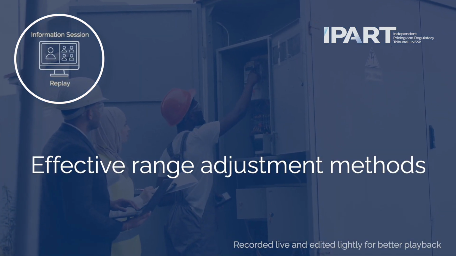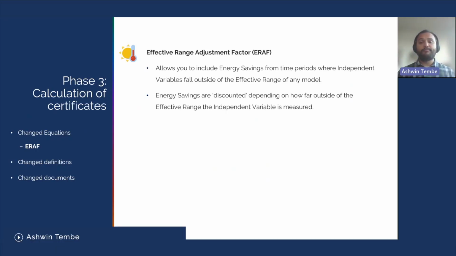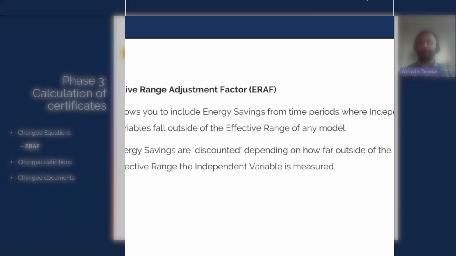What is the effective range adjustment factor, or ERAF? Under the old rule, if your independent variable values fell outside of the effective range of either of your models, you'd need to exclude those energy savings from your model and wouldn't be able to claim SQs for them. The effective range adjustment factor allows you to include those energy savings, but instead discounts them based on how far outside of your effective range the independent variable value is.